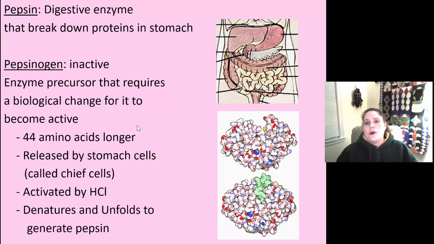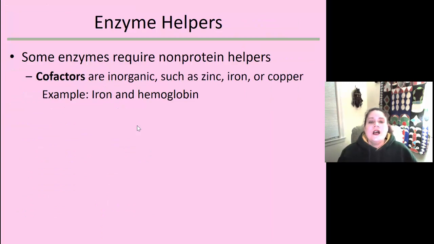If you don't have the right pH, pepsin isn't formed, pepsin can't do its job, it's not the right shape, can't do what it needs to do because we've got a lock and a key, and the lock is not the right shape for the key. So the proteins come in and they can't fit into that pepsin lock in order to get broken down. Isn't that cool? All right, so there are also enzyme helpers.